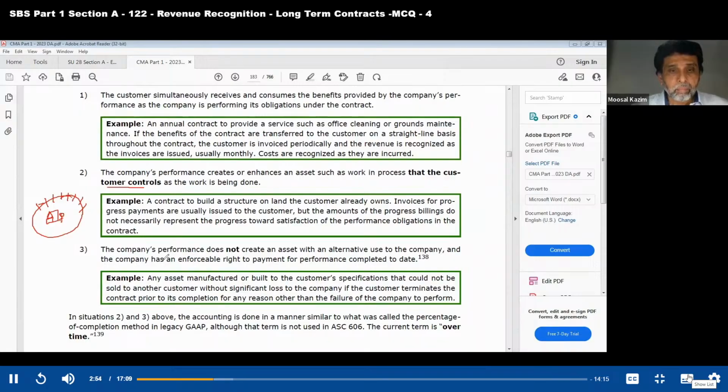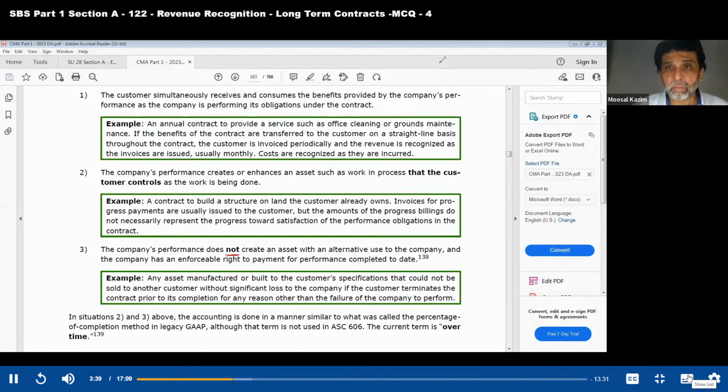The third one is that the company's performance does not create an asset which can be used alternatively by the company. The company's performance does not create an asset with an alternate use. It is only for the customer; it's custom made to his specifications. And the company maintains the right to payment for the performance completed to date. In such situations also, the company can recognize revenue and income over a period of time.